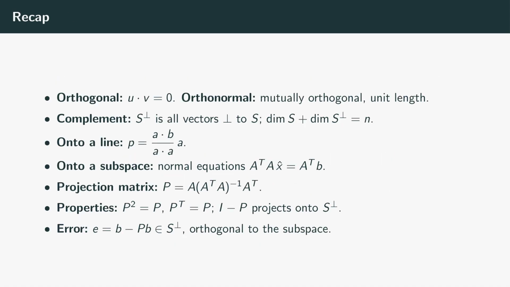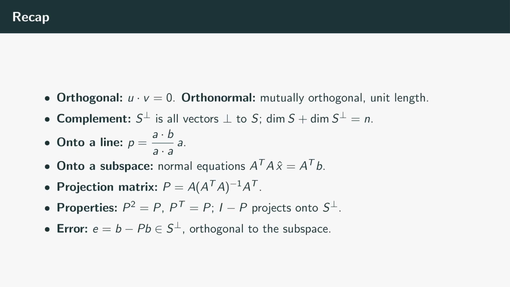Let's recap. Two vectors are orthogonal when their dot product is 0, and a set is orthonormal when the vectors are mutually orthogonal and each has length 1. The orthogonal complement of a subspace collects every vector perpendicular to it, and the dimensions of a subspace and its complement add up to the dimension of the whole space. To project onto a line through A, the projection is a dot B over a dot A times A.